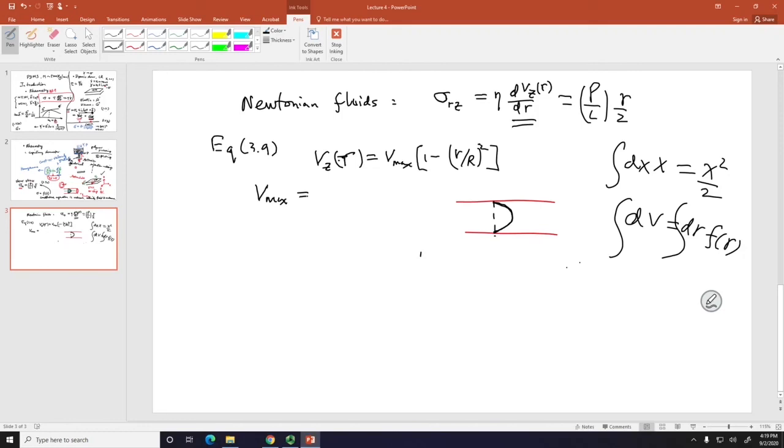I always wanted to do it in a way that's a little bit physically meaningful. Let me try by doing this. Looking at this expression, you can see what is so-called the wall stress. The stress at the wall, that's maximum. That's when r is R.